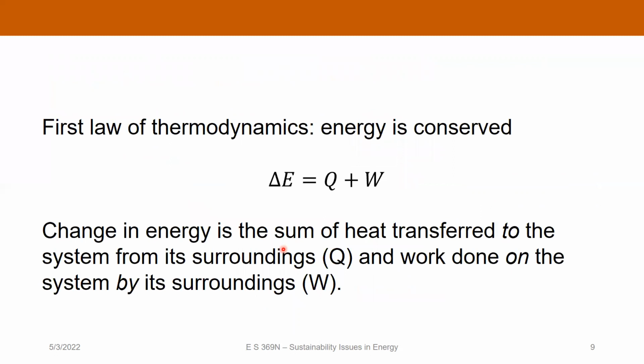Okay, now we also have to obey the first law of thermodynamics, or else we have to go to thermodynamic jail, which is an unpleasant place. And this means that energy has to be conserved. So when we talk about energy, the change in energy, which we're going to call delta E, has to be the sum of the heat transferred to the system by its surroundings, which we're going to call Q, and then the work done on the system by its surroundings, which we're going to call W. Okay. So delta E equals Q plus W, heat plus work.